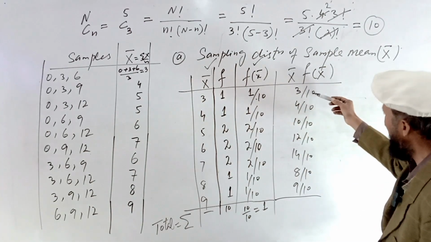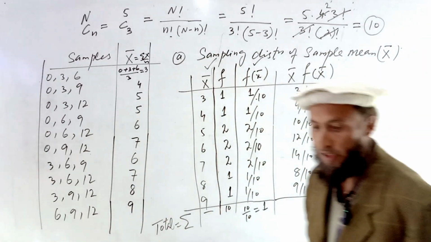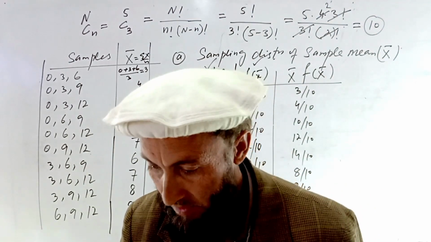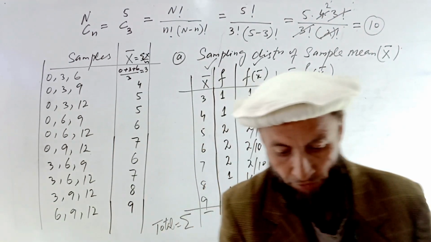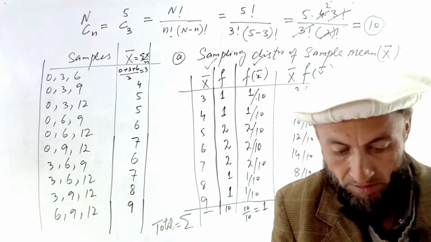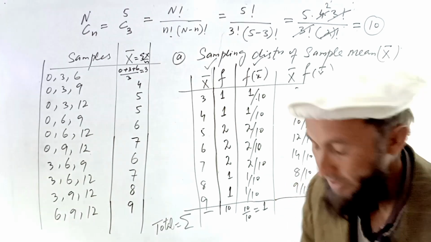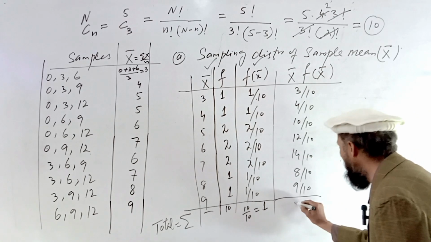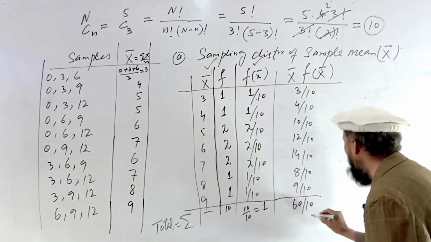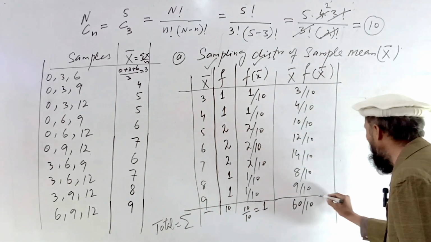And now we add these results. If we add this result, the result is 60 divided by 10.